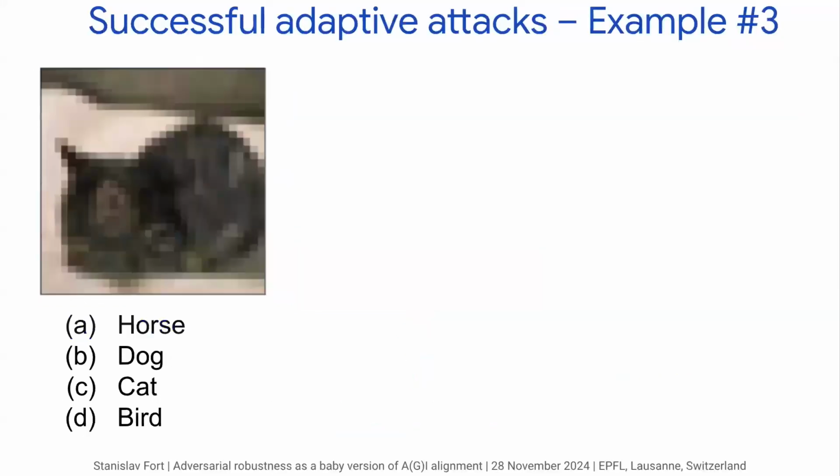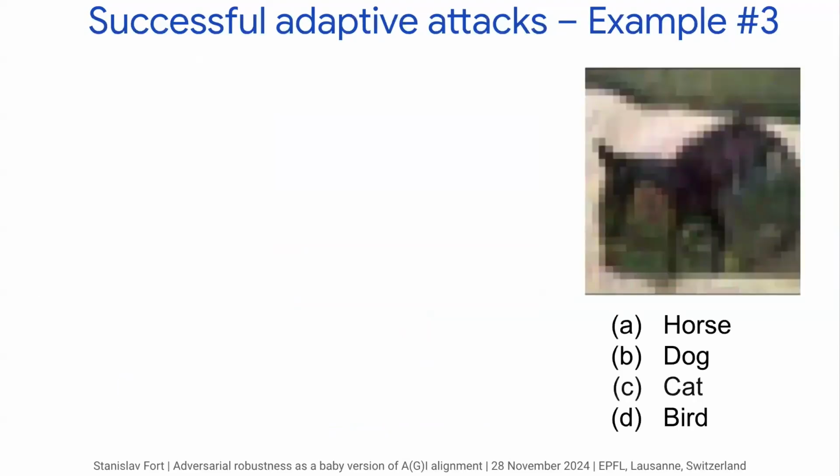And third time the charm. What is this? Who says horse, dog, cat? All right, it's a cat. It's a cat. Yeah, you're right. And I drew where the cat lies here. When I attack the image using a very strong adaptive attack, I get this. What is this? Yes, it's a horse.